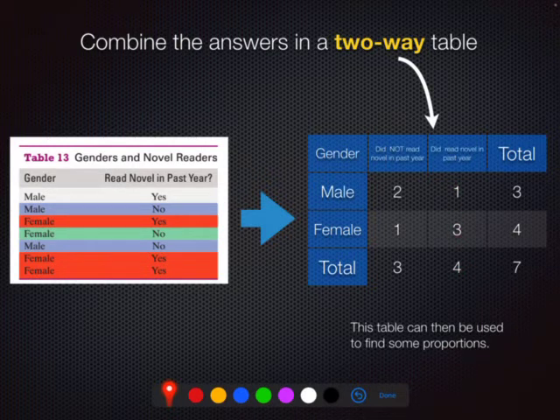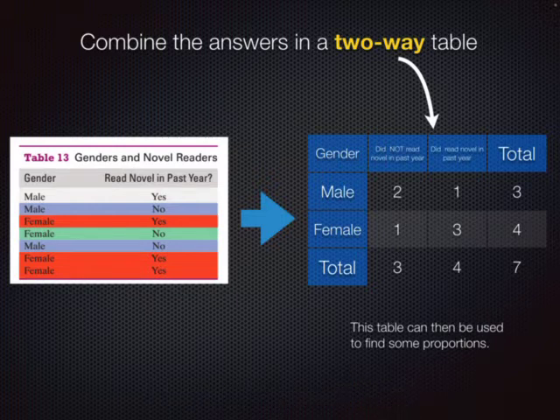And so this table, when I look at this too, it's telling me a couple of things. It's telling me these 2 people are male, and they did not read a novel in the past year. And so now we can use this proportion to answer some of those questions that we saw previously.